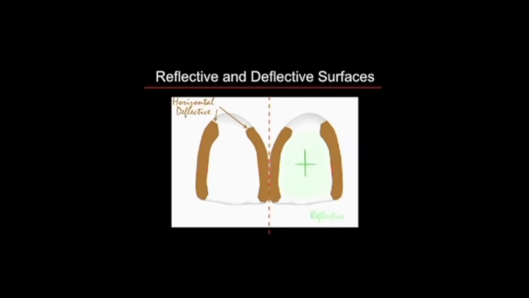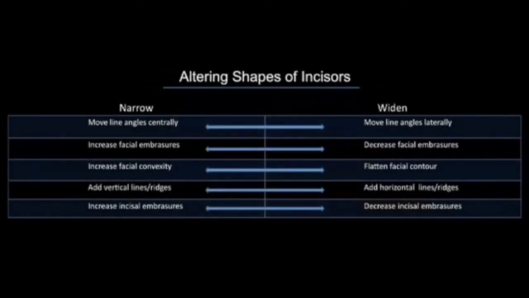Now, there are horizontal ones, and there are vertical deflective surfaces. In between those deflective surfaces, you're going to find a reflective surface. That's the big flat spot. Now, this is really important to control, because if you can control this territory, you can control the way this tooth looks. So let's say that you have a space that's wider than the tooth next to it, and you want to control that. You want to make that tooth look like it's the same size as the one next to it.